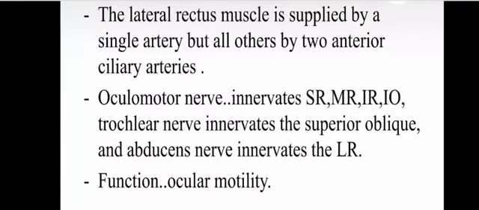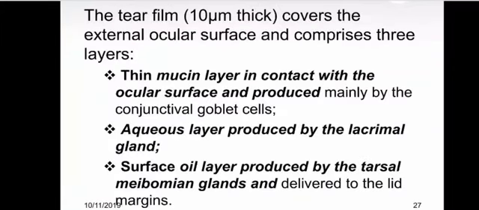The lateral rectus muscle is supplied by a single artery, but all the others are supplied by the two anterior ciliary arteries. The oculomotor nerve innervates the superior rectus, medial rectus, inferior rectus and inferior oblique. The trochlear nerve innervates the superior oblique, and the abducens nerve innervates the lateral rectus muscle. The main function is ocular motility, that is, movements of the eyes.